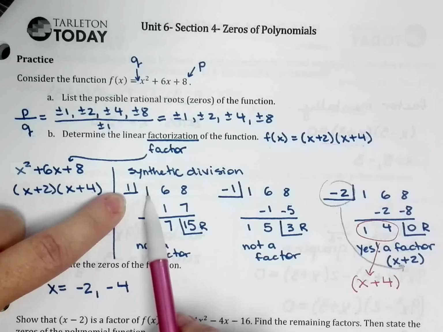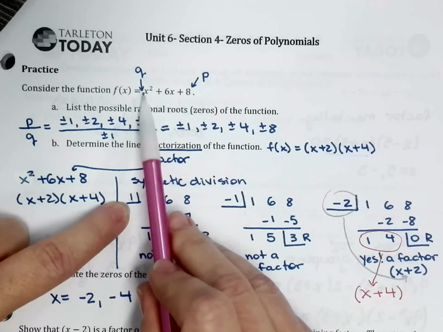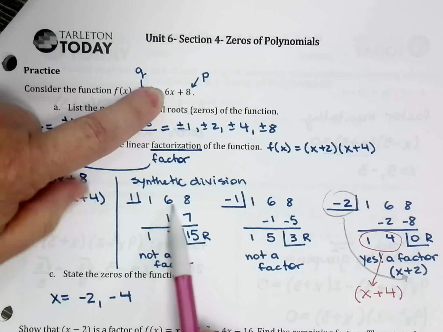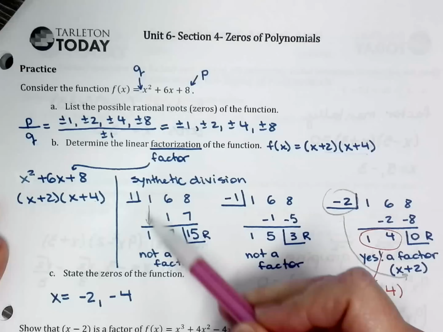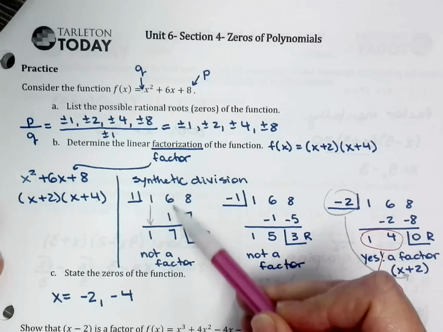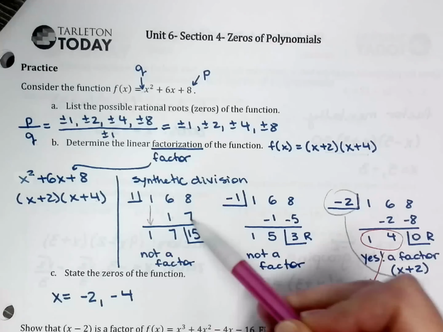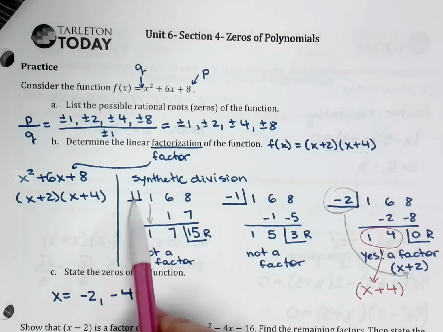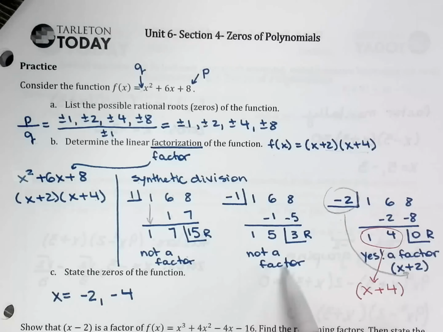So I'm testing the first one out just because it's the first one there. So 1 goes there. The coefficients of each term go there. So 1, 6, and 8. And then I do my beautiful synthetic division: bring it down, multiply, goes there. Add. 6 plus 1 is 7. Multiply, goes there, add. Because the remainder here is not 0, that means 1 is not a factor.